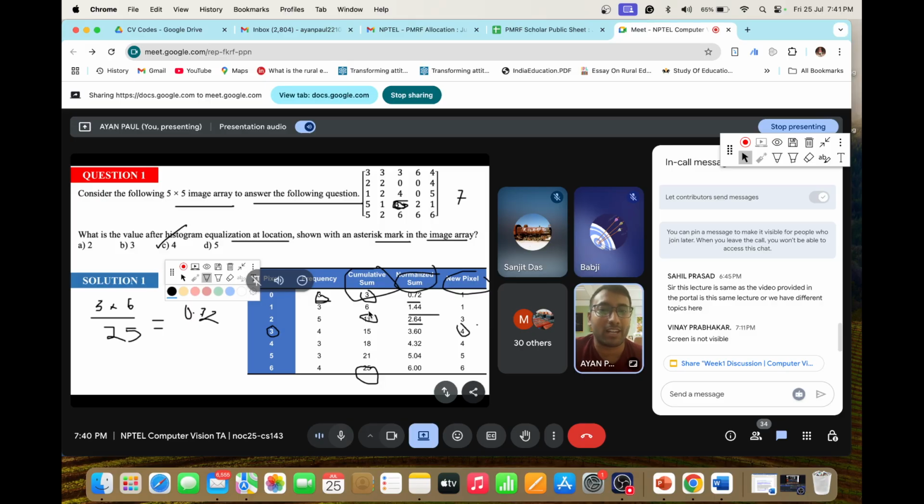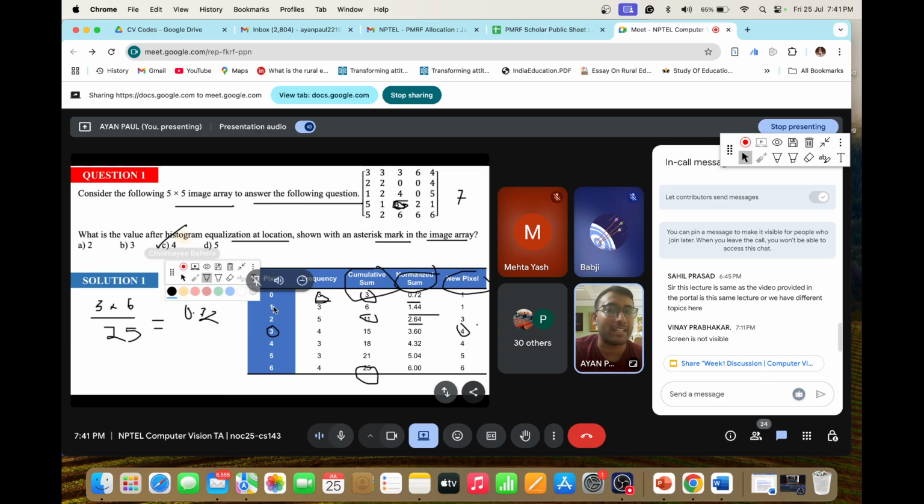This is an important sum regarding histogram equalization. If a question is asked on histogram equalization, can you do it? You can do it, right? Yes. Any doubt regarding this question, you can please ask. You understood the frequency, right? It means how many times 0 is coming. 0 is coming 3 times, that is why 3.